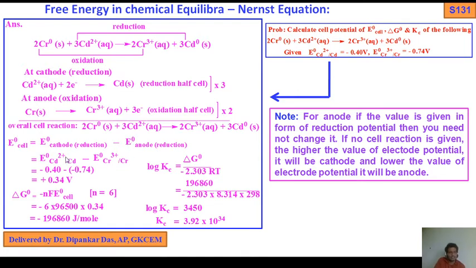Okay, now E0 cell. E0 cell equals, you know, E0 cathode reduction minus E0 anode reduction. Again I have written E0 cathode. Which one is E0 cathode? Both reduction potential values are given. E0 cadmium 2 plus slash cadmium is also a reduction potential value. How to get this E0 cathode? It comes from here. The cadmium value is cathode and the chromium value is anode.